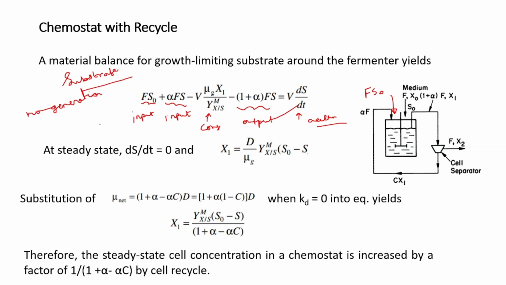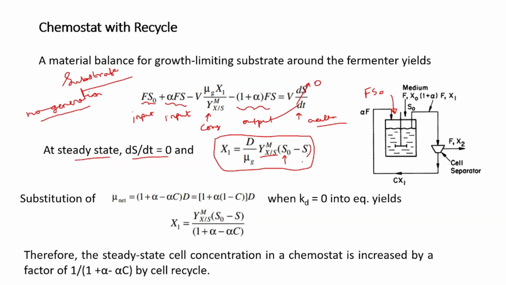So x1 gives us this form: D by mu g, Y xs, S naught minus S. D is the dilution rate, mu g is the specific growth rate, Y xs is the yield coefficient of biomass with respect to substrate. S naught is the initial substrate concentration in the feed stream, S is what is there in the recycle stream. How we are getting this I have explained in my lecture on fed batch. So you go and see how we are getting this term.